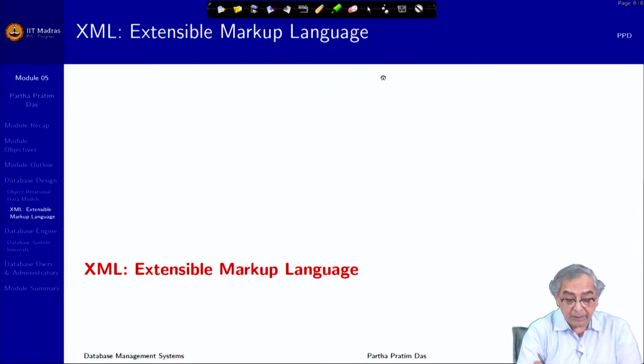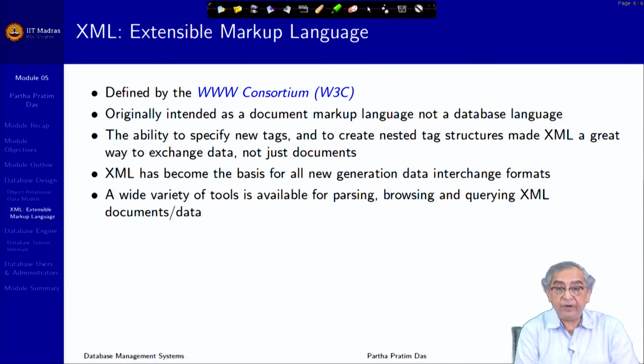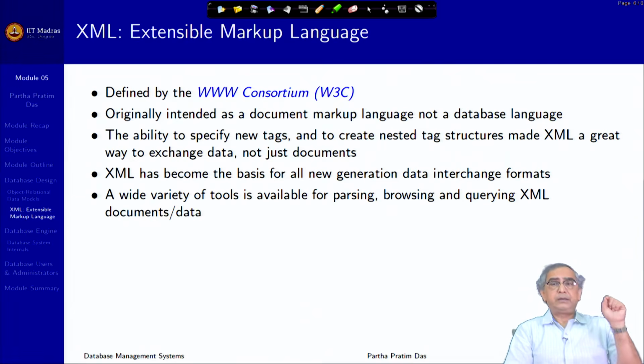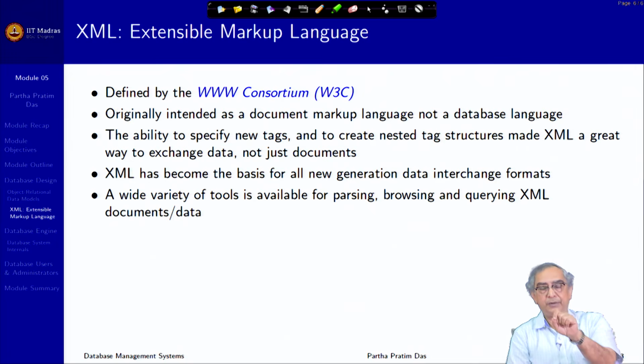The other, which in parallel has become very, very popular and is very useful, is XML, extensible markup language, defined by the W3C, the WWW consortium. It was originally designed for marking up documents. XML primarily is a description of a name value pair. So, it talks about a tag so that you can put a value on that.